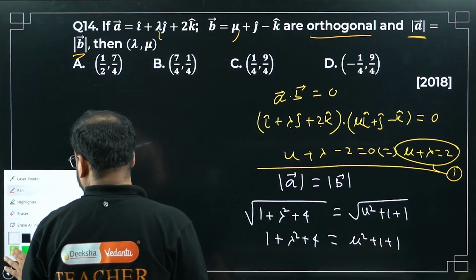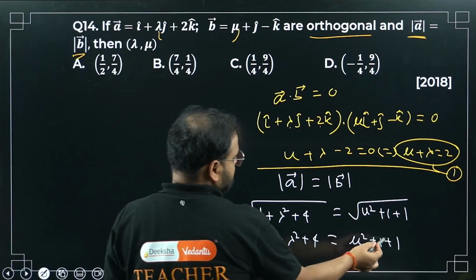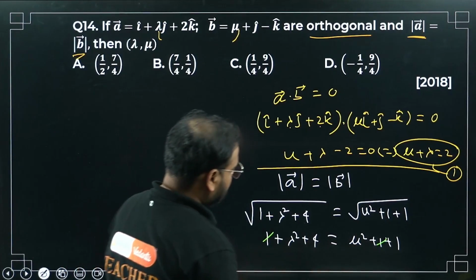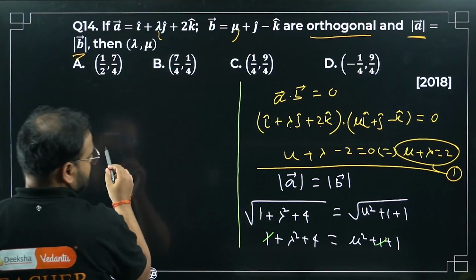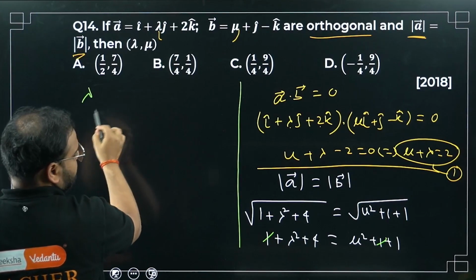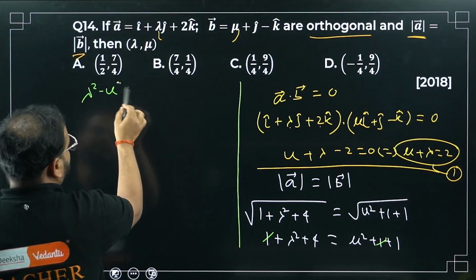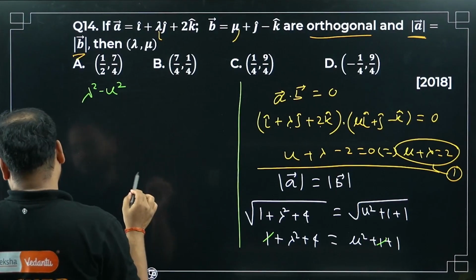Cancel this. 1 and 1 is gone. Bring this mu square on this side. What do I get, sir? Please check. I get lambda square minus mu square. Okay, let me do it the other way around.